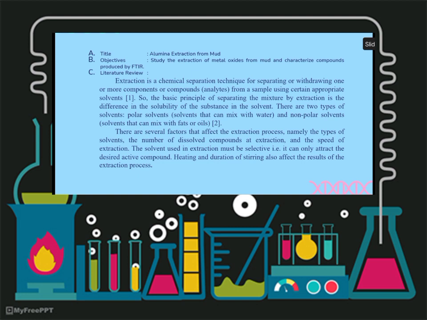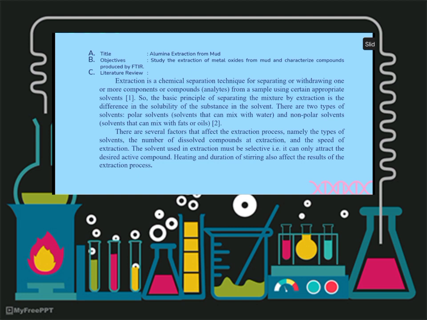Literature review: Extraction is a chemical separation technique for separating out or withdrawing one or more components or analytes from a sample using a certain appropriate solvent. The basic principle of separating a mixture by extraction is the difference in the solubility of the substance in the solvent. There are two types of solvent: polar solvent, or solvent that can mix with water, and non-polar solvent, or solvent that can mix with fats or oil.